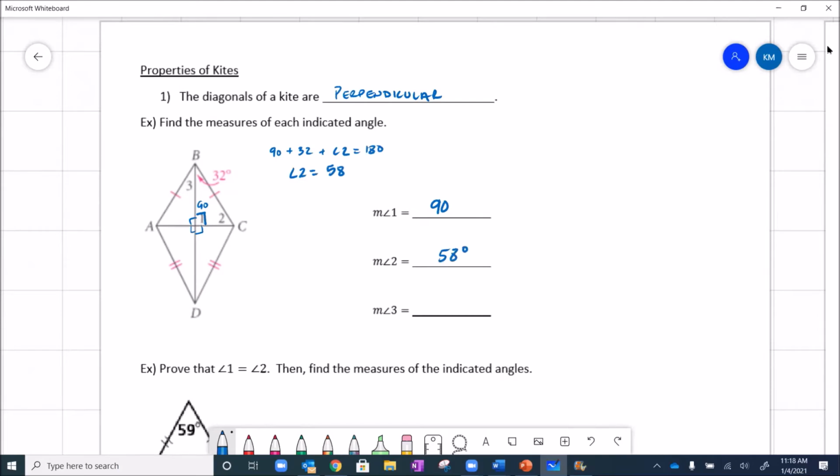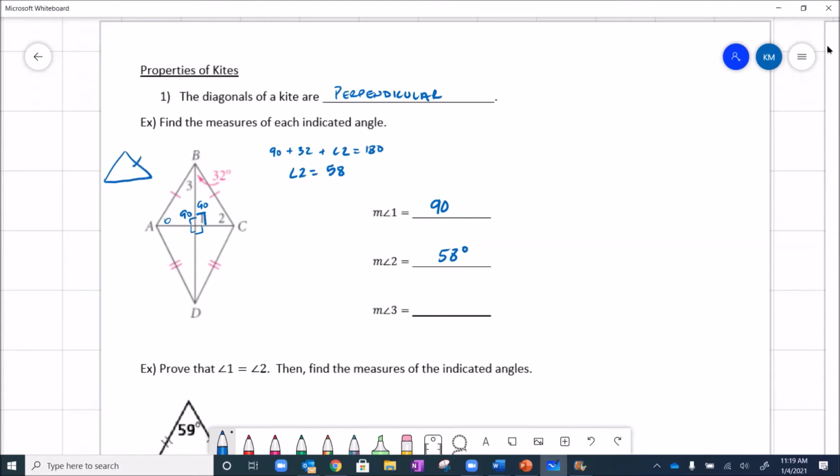Okay. And then they're asking us to find the measure of angle 3. Now this one could be tough because, yeah, we have this at 90 degrees, but what is this? What is this measure? What I want you to see is that when we look at triangle ABC, and I'll just draw this here, it's a kite.